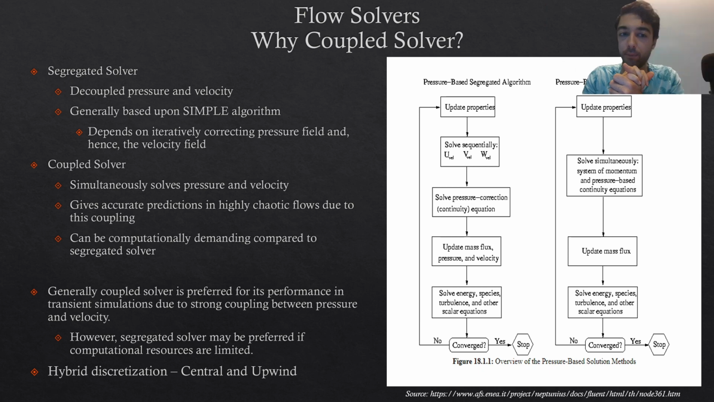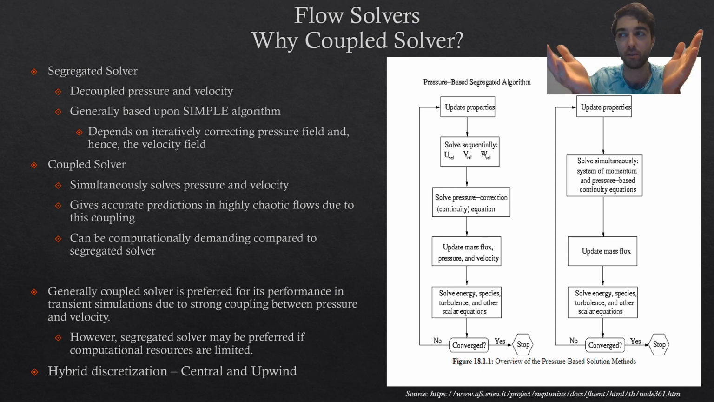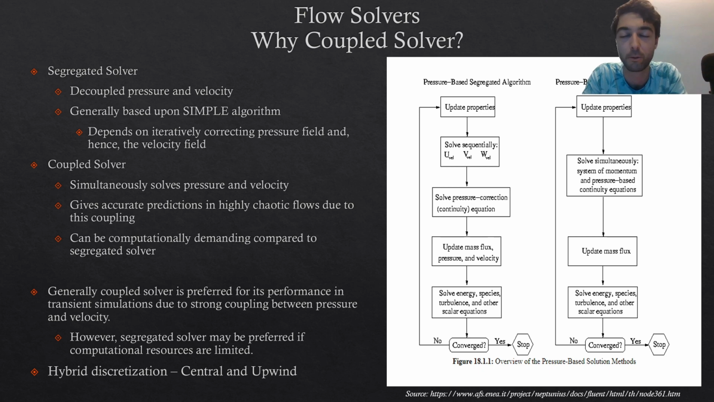The coupled solver can be computation demanding compared to segregated solvers, since it solves everything simultaneously. So generally, the coupled solver is preferred for its performance in transient simulations. And yet, if you have a big domain with millions of mesh cells, you might prefer to work with the segregated solver as it's faster. You can see on the right hand side how the segregated and coupled algorithms work.